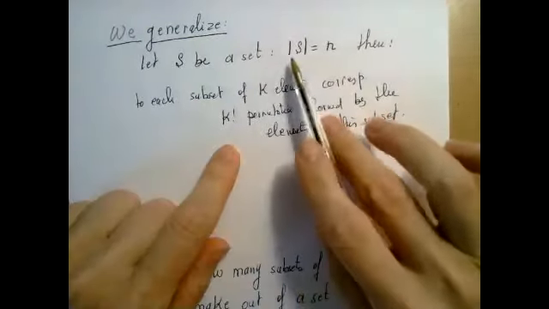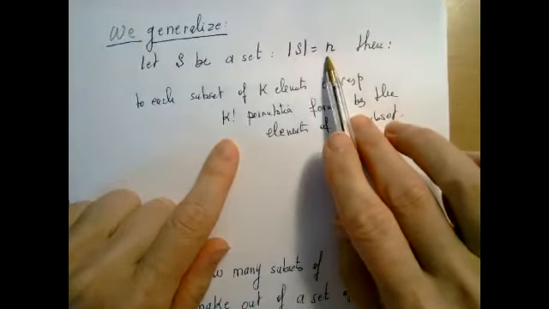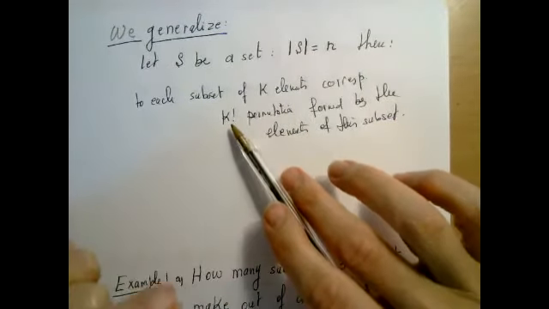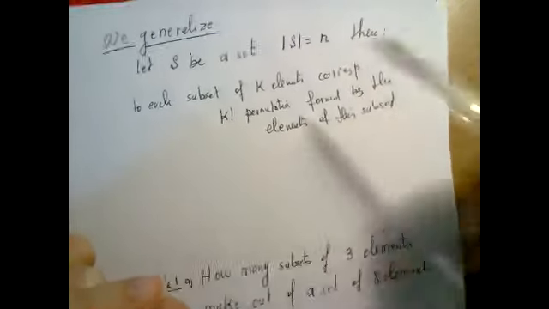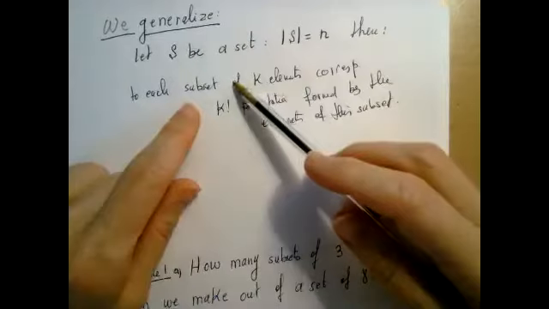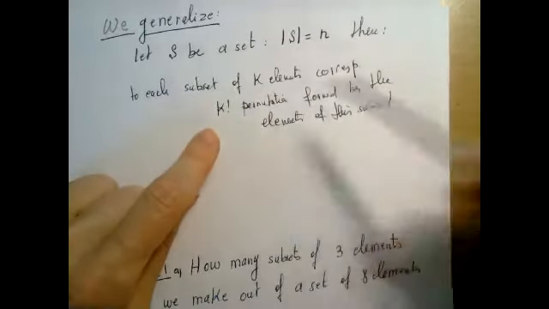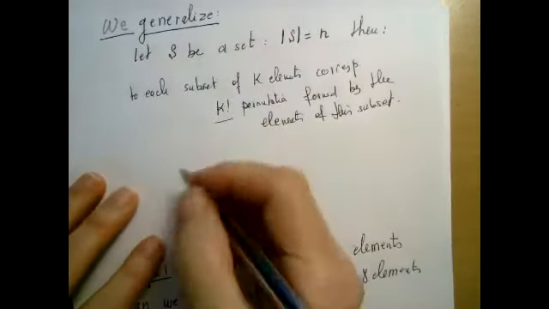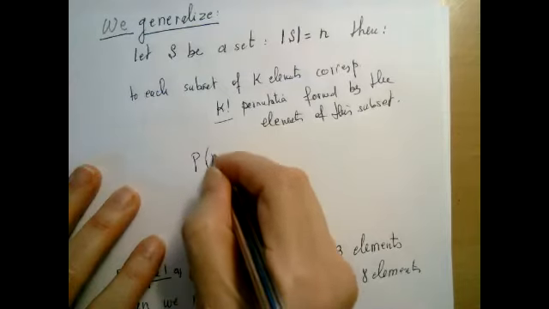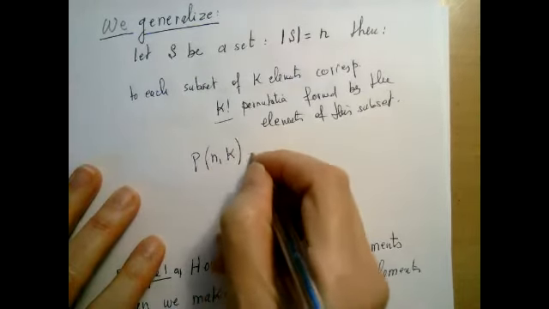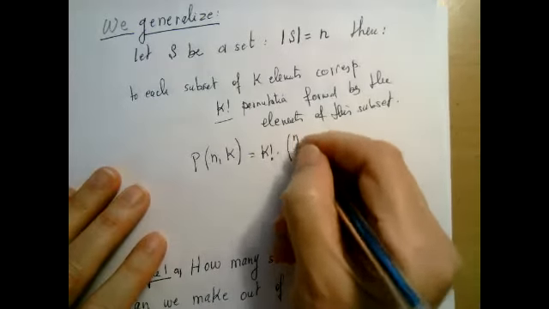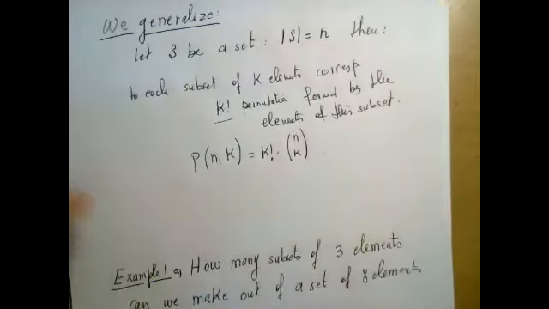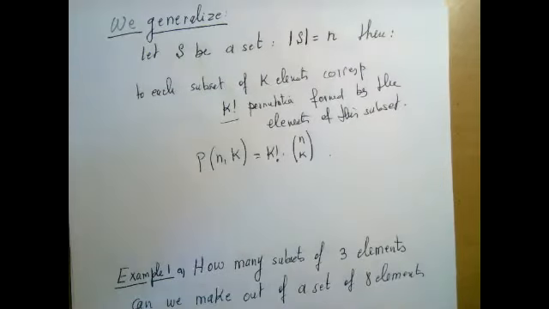Every permutation contains some of the elements. Suppose I take a K permutation. Every K permutation, the elements in it correspond to a subset. Every subset of K elements has K factorial permutations. So this tells me that the number of permutations is K factorial times the number of subsets.